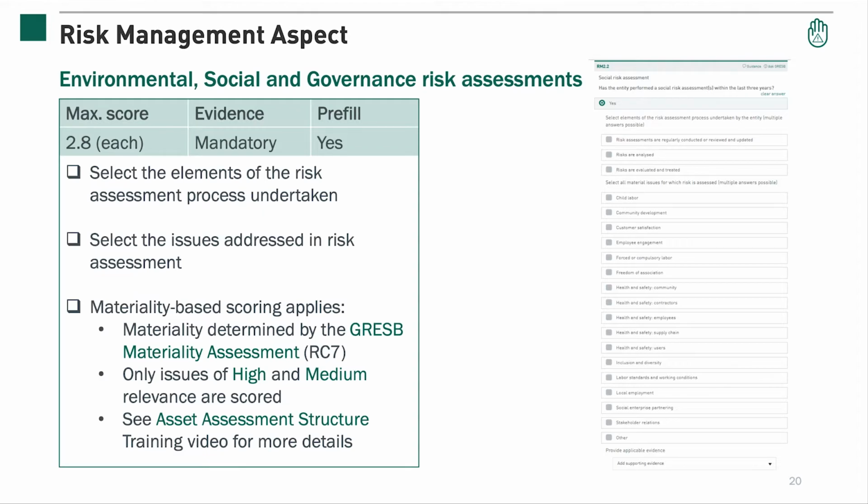This indicator applies materiality-based scoring. This means that only the issues that are material to the entity need be addressed. Which issues are material is determined by the GRESB materiality assessment. For more information, see the lesson on materiality-based scoring. Only issues deemed of medium or high relevance count towards the score for this indicator. Issues of low or no relevance will not contribute to the score. In scoring, issues of high relevance are allocated double the weight of issues of medium relevance. To achieve full points, policies need to cover all of the material issues.